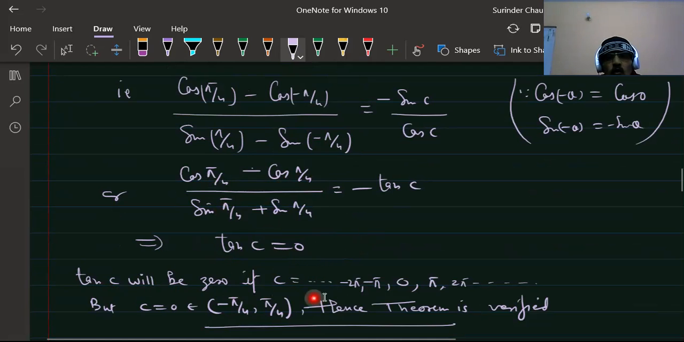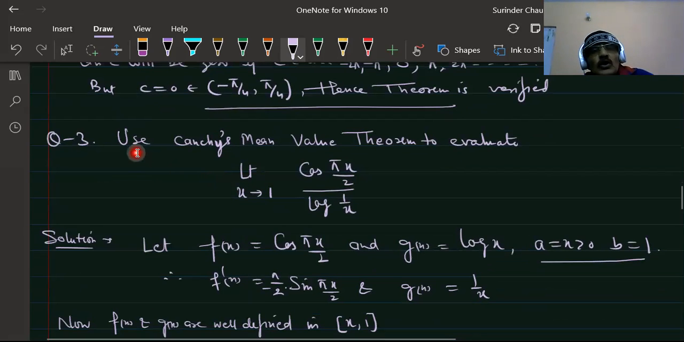Tan c will be 0 at 0, pi, 2 pi, 3 pi, and minus pi. So, out of these values, only 0 belongs to this interval. So, 0 belongs to this interval, at which the tangent will be parallel to the chord joining the points at minus pi by 4 and pi by 4.